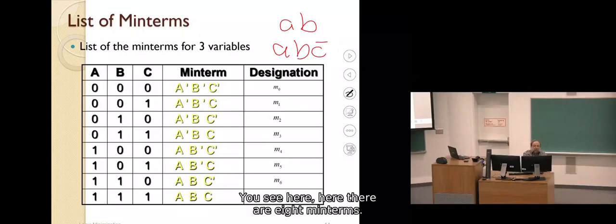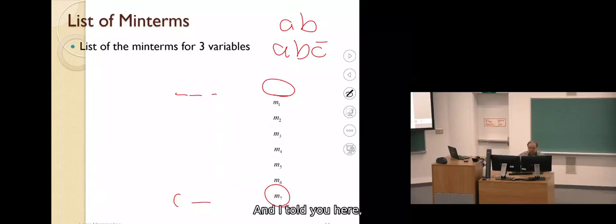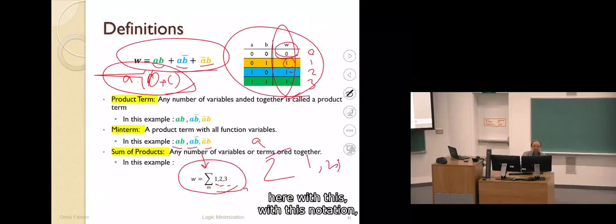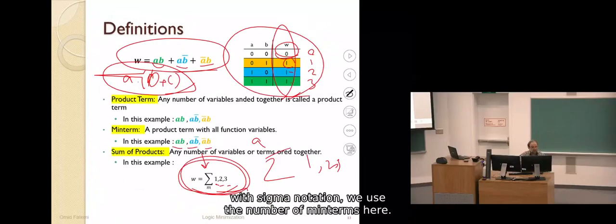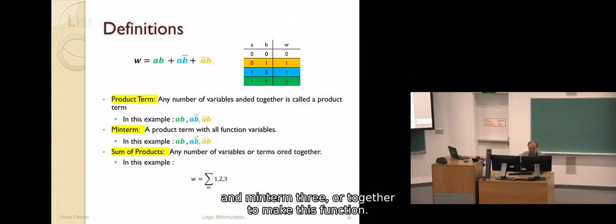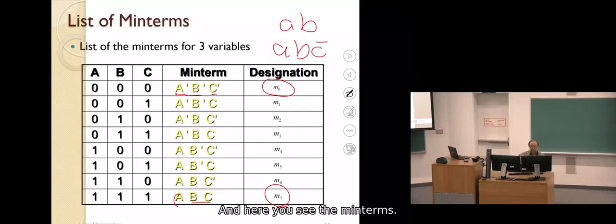No. You see here there are 8 min terms, starting from A naught, B naught, C naught, which is min term 0, up to A, B, C, which is min term 7. So we have 8 possible min terms with 3 variables. With 2 variables, we have 4 min terms, M0, M1, M2, M3. And I told you with sigma notation, we use the number of min terms. So min term 1, min term 2, and min term 3 are ORed together to make this function. And here you see the min terms. Okay.